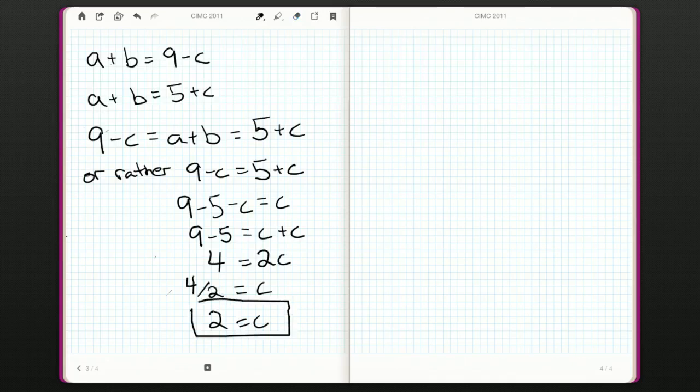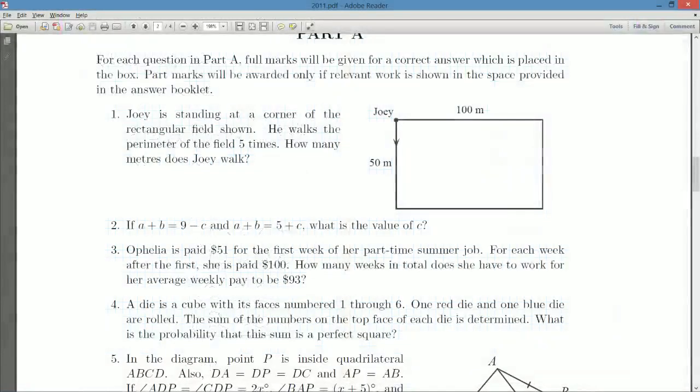So final answers are all that count in this part A. So we would just write down 2 in the little box provided, and we'd move on. All right? That's all the question's asking for.